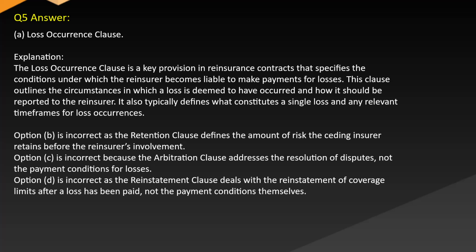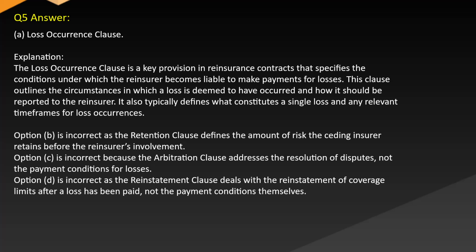Explanation: The loss occurrence clause is a key provision in reinsurance contracts that specifies the conditions under which the reinsurer becomes liable to make payments for losses. This clause outlines the circumstances in which a loss is deemed to have occurred and how it should be reported to the reinsurer. It also typically defines what constitutes a single loss and any relevant timeframes for loss occurrences.